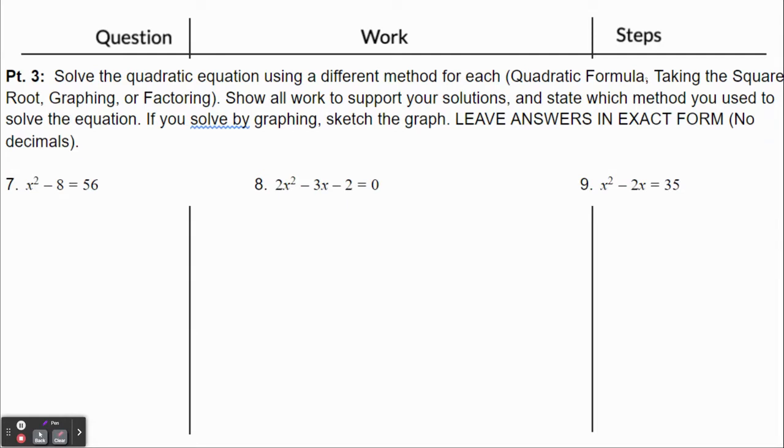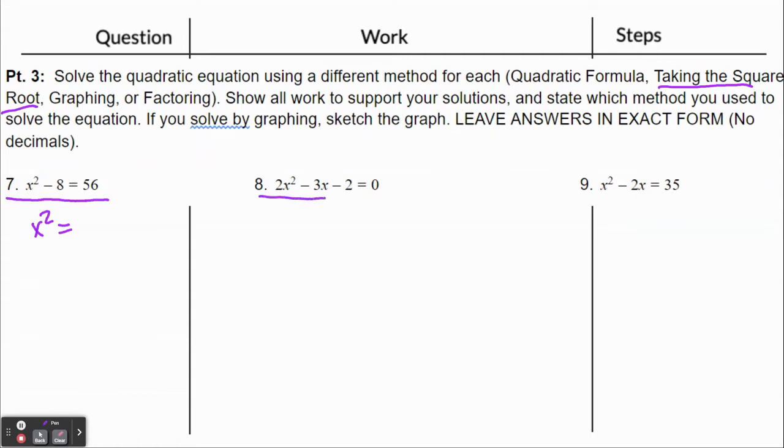So the first one here, for number 7, we actually have no x term, right? You have a 3x here and a negative 2x here. So in this one I'm going to take the square root, because when I solve this one I can get x squared by itself by adding 8 to both sides. Before even doing the math, I'm looking at there's no x term, so I'm going to take the square root to help me solve it.